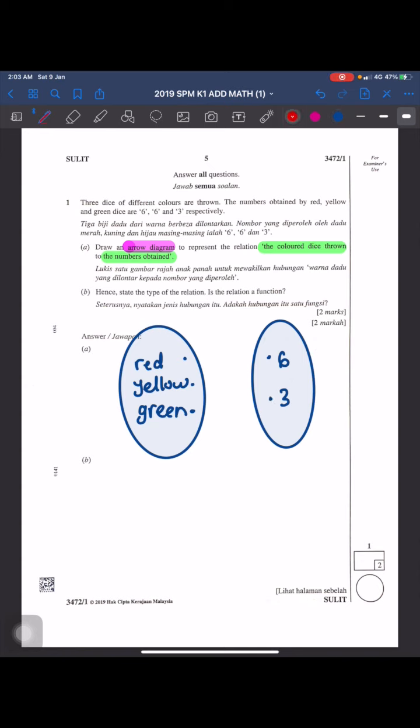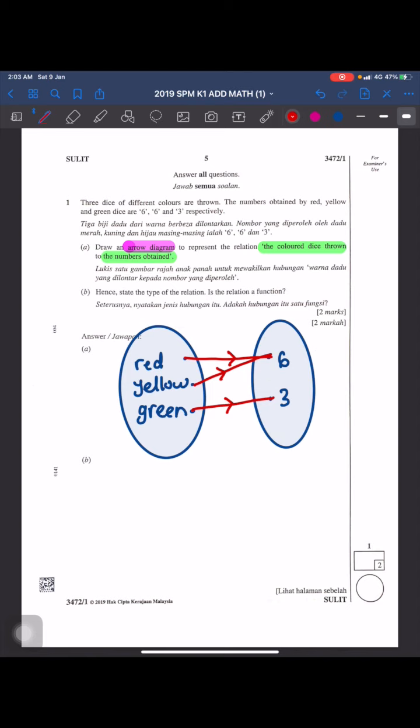So red dia dapat 6. Okay. So lukislah 6. Yellow pun pergi 6. Green pergi ke 3. Okay, so saya rasa itu saja untuk A.